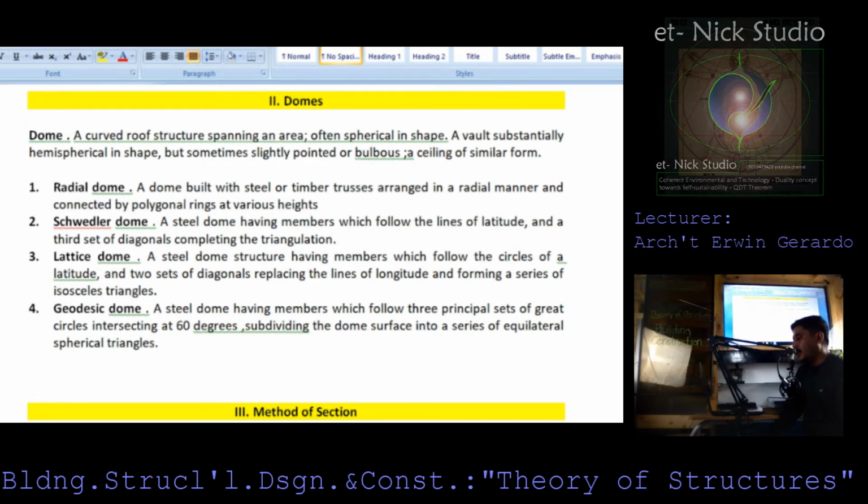Geodesic dome is a steel dome having members which follow three principal sets of great circles, intersecting at 60 degrees, subdividing the dome surface into a series of equilateral spherical triangles.